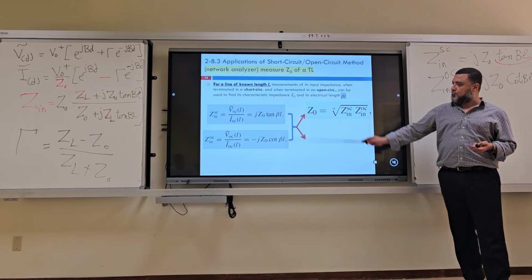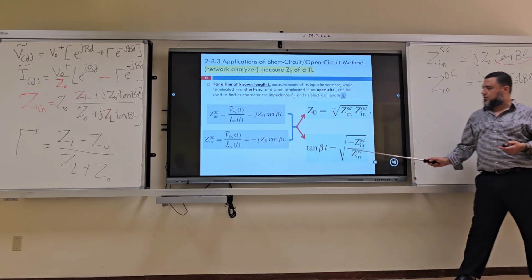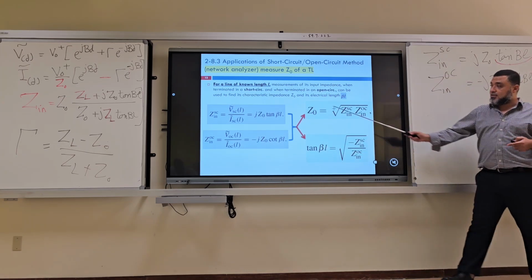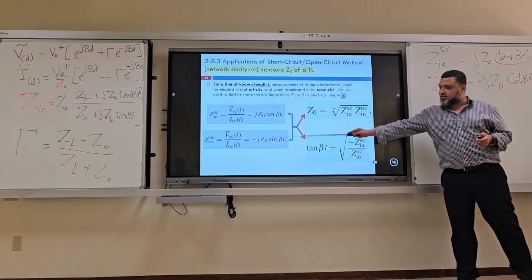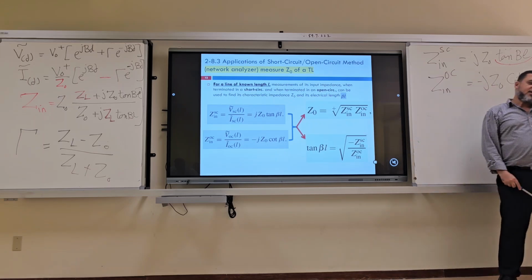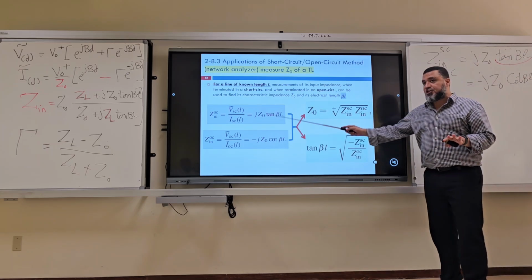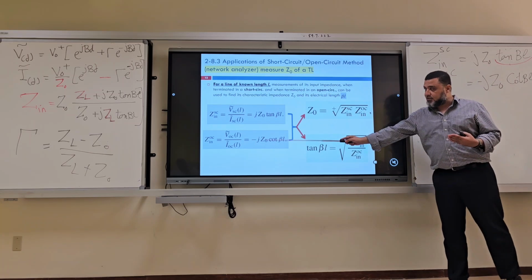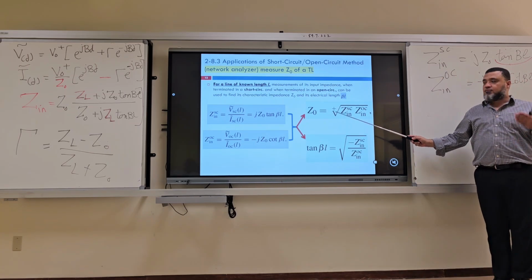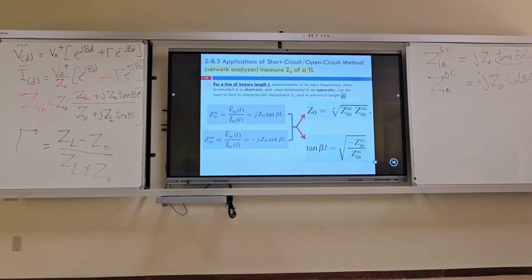How can I get beta L from this equation? So tan beta L, if you divide the two equations, will be the square root of negative Z input short over Z input open. Very easy. Take this over this and remove the negative sign. Take the square root. This will give you tan beta L. So from these two pieces of information, I can find another two pieces of information. If I give you these two, you can easily characterize the line: find the characteristic impedance and find the length. Does this make sense?